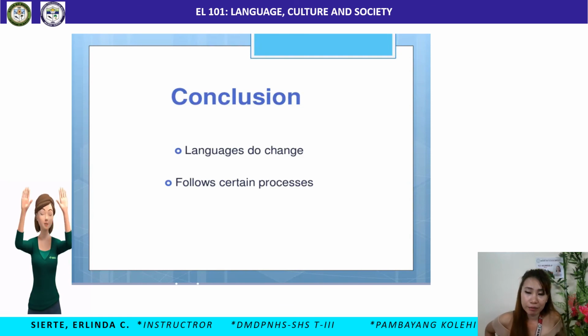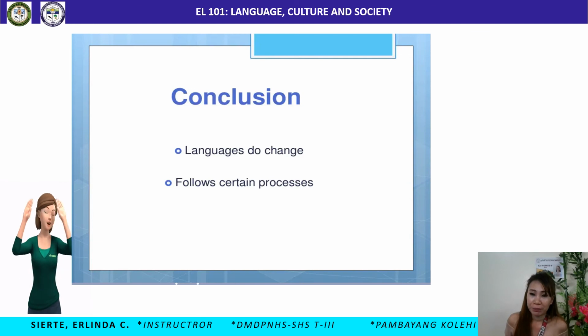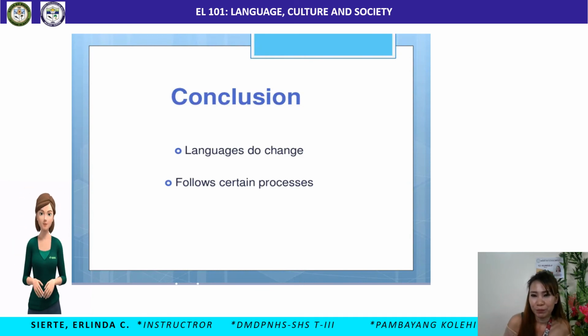So in language, just like biological evolution, it will continue to evolve to get meaning across to another person more effectively as efficiency in communication grows. It will allow for more room in the brain to develop in different aspects of life, forcing humans to be able to achieve more. So to conclude it briefly, languages do change and languages follow certain processes. All right.